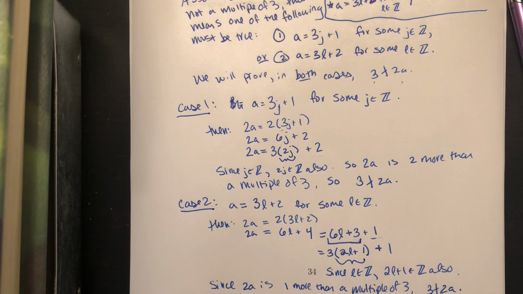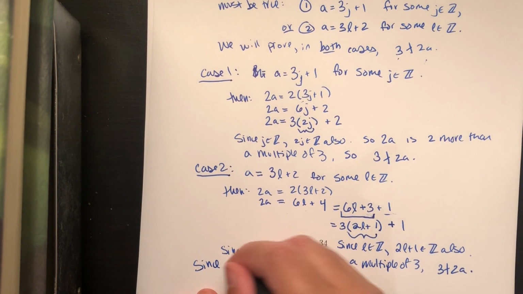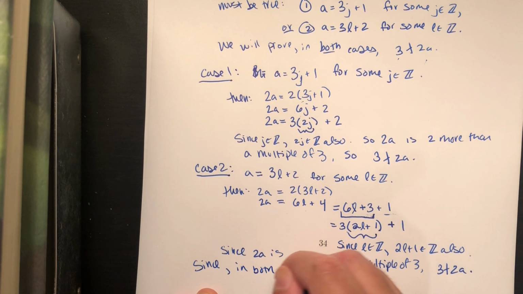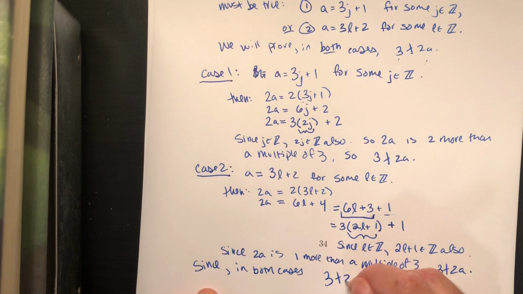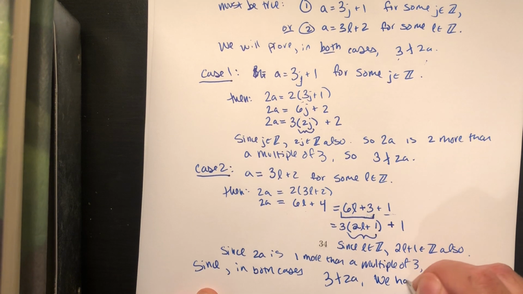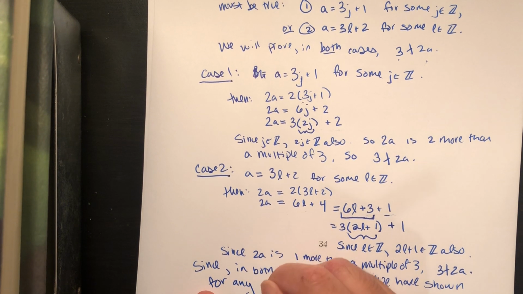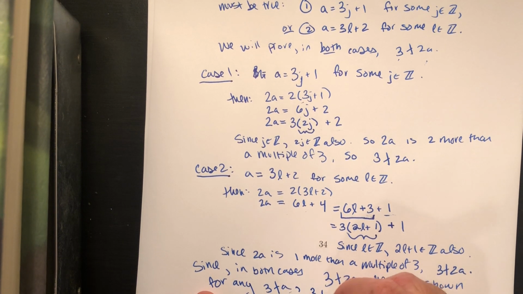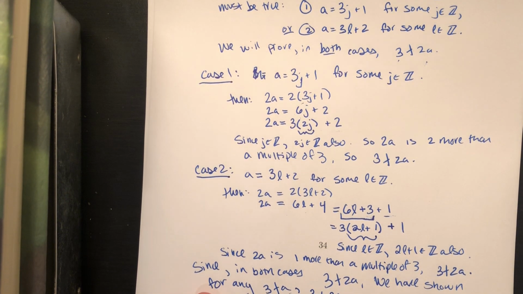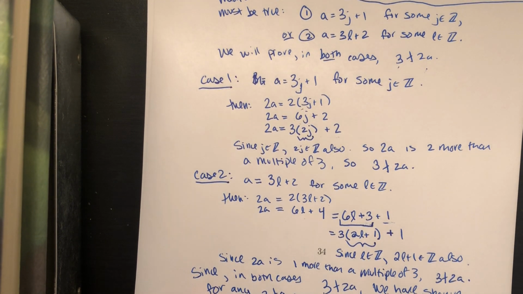Excellent. So in both cases, we were able to conclude that 3 does not divide 2a. So since in both cases 3 does not divide 2a, we have shown that for any a that 3 is not a factor of, 3 is also not going to be a factor of 2a. So we've proven the contrapositive, which means that's equivalent to proving the original statement. So this proof used both contrapositive and proof by cases.